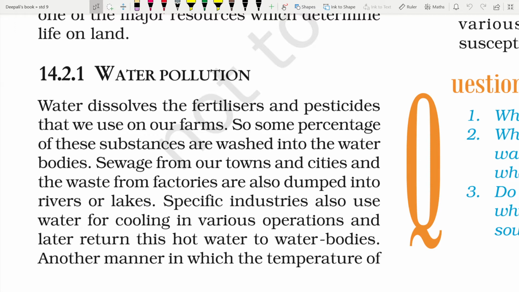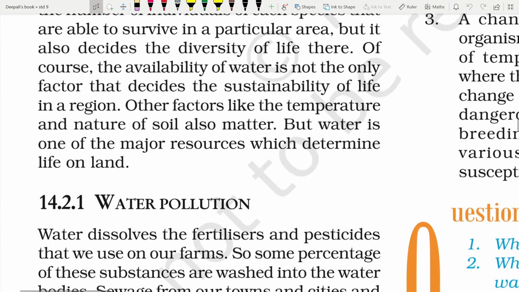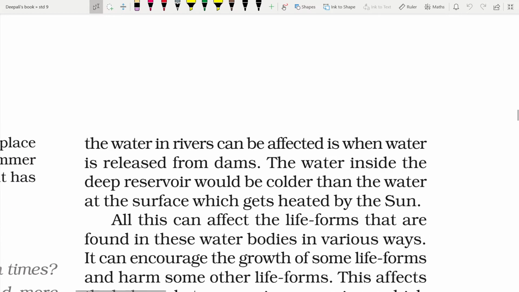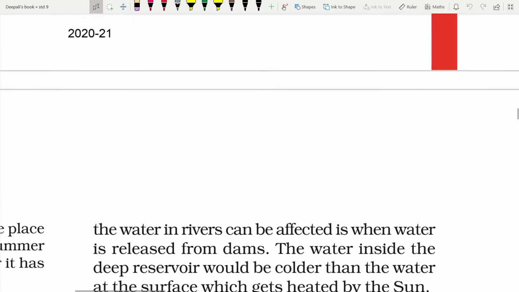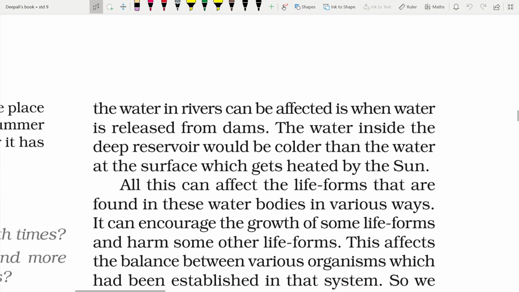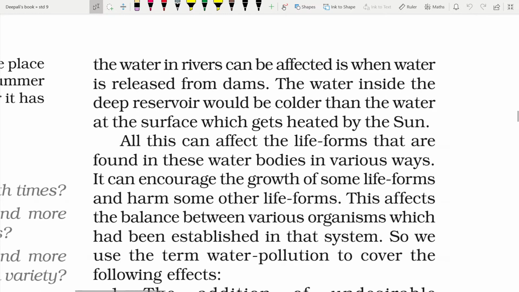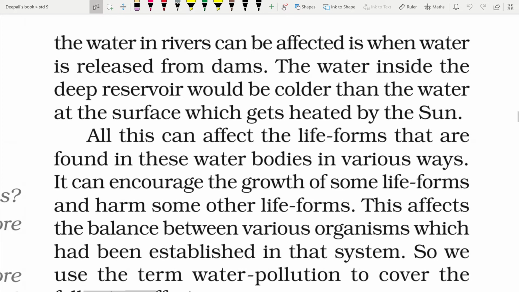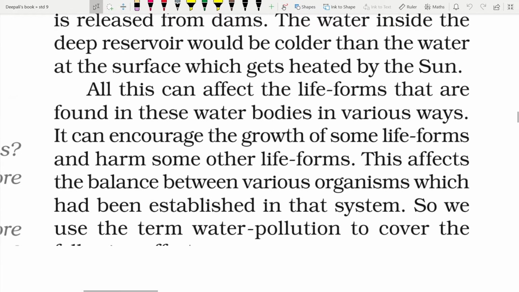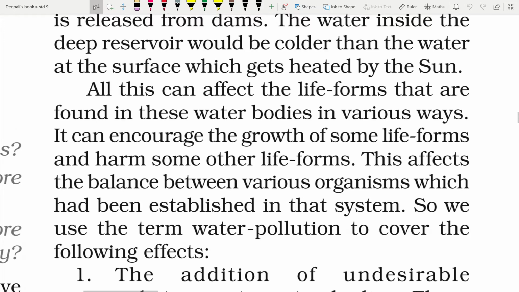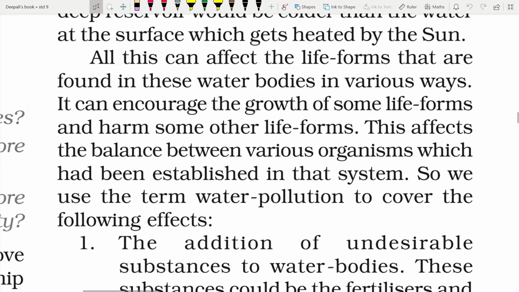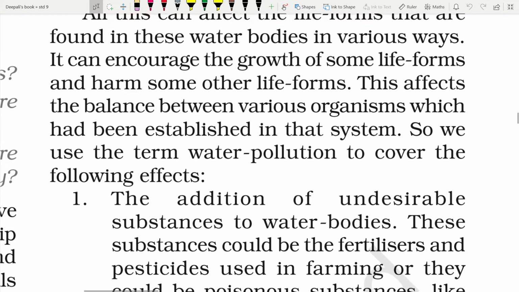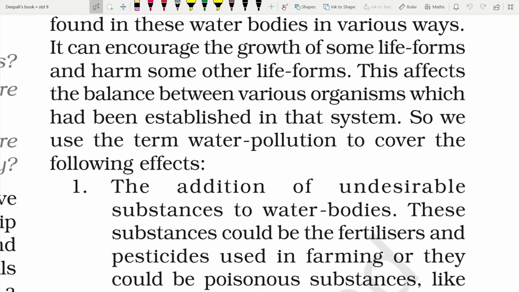Another manner in which the water in the river can be affected is when water is released from a dam. The water inside the deep reservoirs could be cooler than the water on the surface, which might get heated by the sun. All these can affect the life forms that are found in these water bodies in various ways. It can encourage the growth of some life forms and harm some other life forms. This affects the balance between various organisms which had been established in that system.